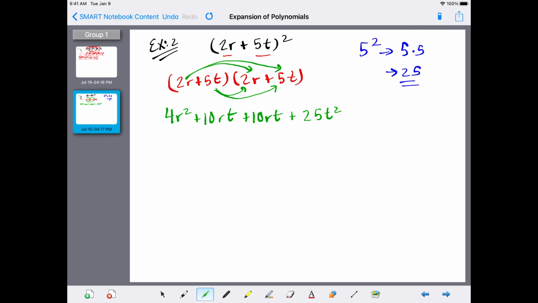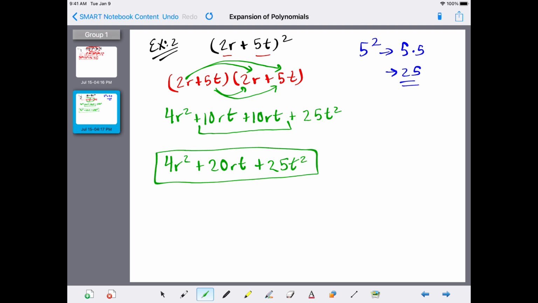So again, just a reminder, you multiply the coefficients together, so 5 times 5 is 25, and then you multiply the t's together, which becomes t squared. So now let's combine like terms. There's only two like terms here, so we still have the 4r squared out front, then we have 20rt, and then we have the 25t squared at the end. All right, and that's it.